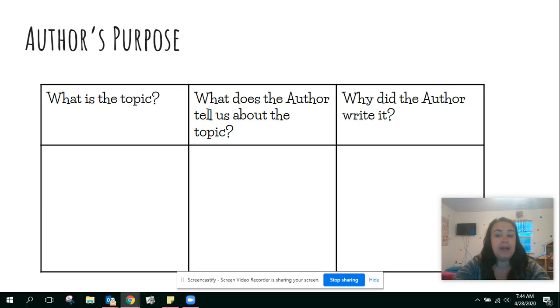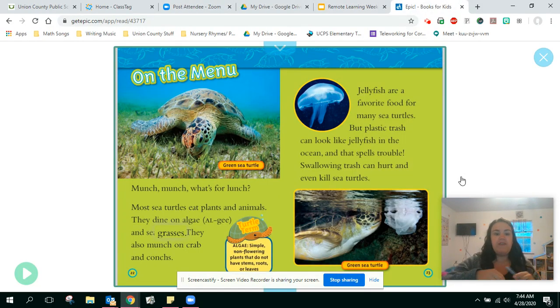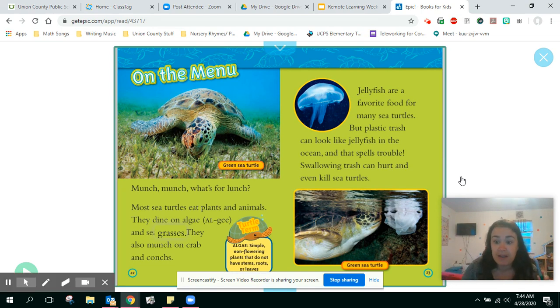So I'm going to go ahead and open up the book that I was using. I've been reading this fabulous book on Epic, by the way. If you're in my class and you have not gotten on Epic, getepic.com. Have mom or dad check their emails. I sent them some login information. So I've been reading about sea turtles. You guys know those are one of my favorite animals.